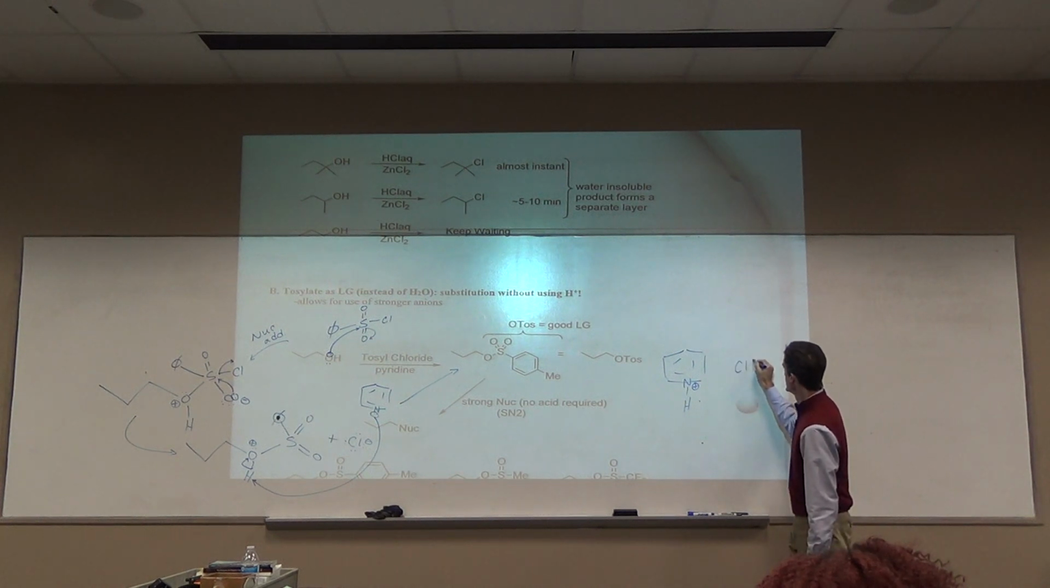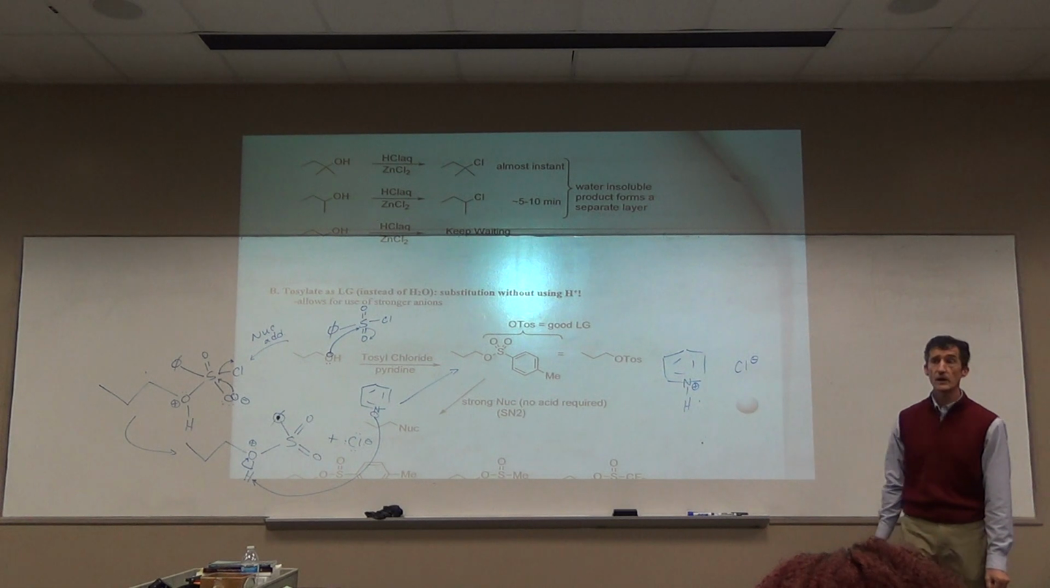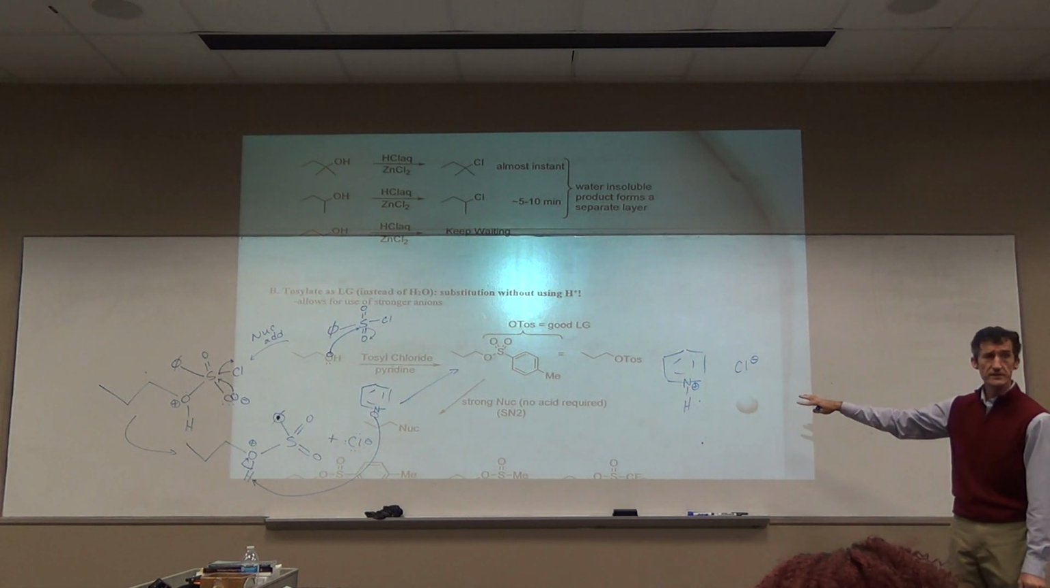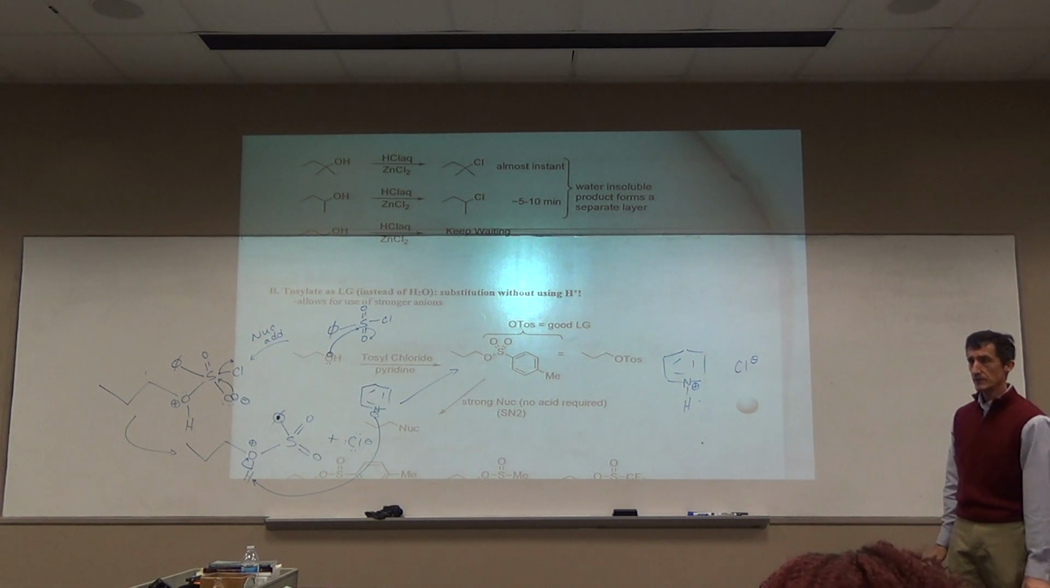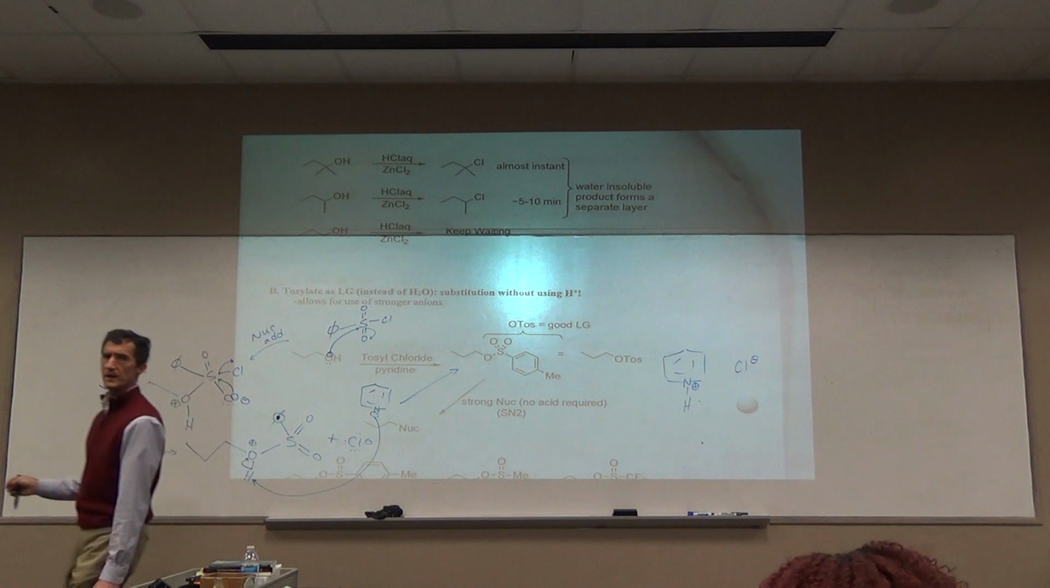Protonated pyridine, Cl minus. That would be called pyridinium hydrochloride. It's the hydrochloride salt of pyridine. Okay, pyridine is added to consume the HCl. It has another possible reason I'm not going to get into.